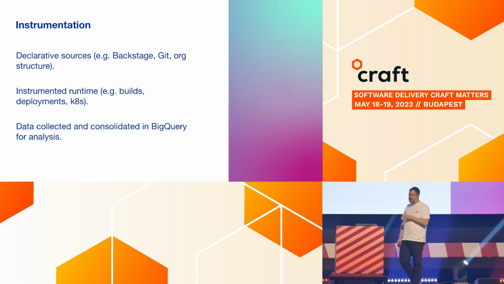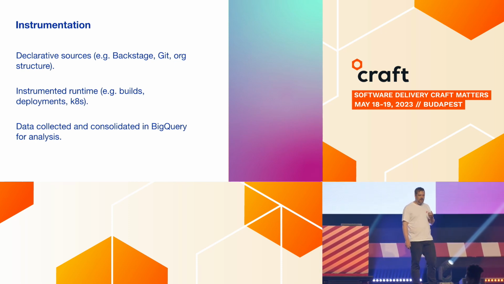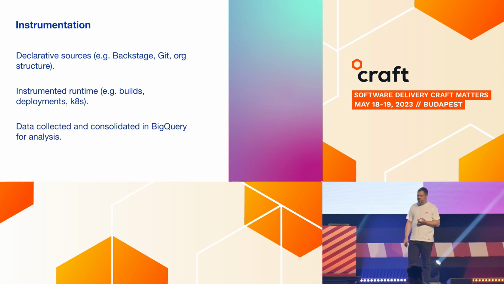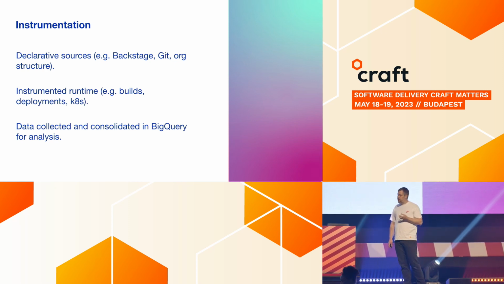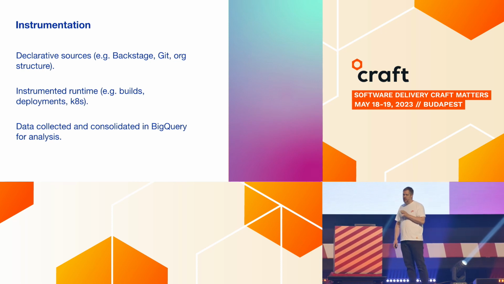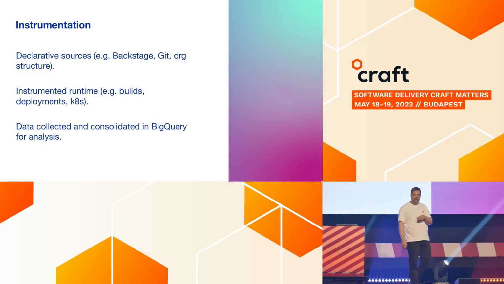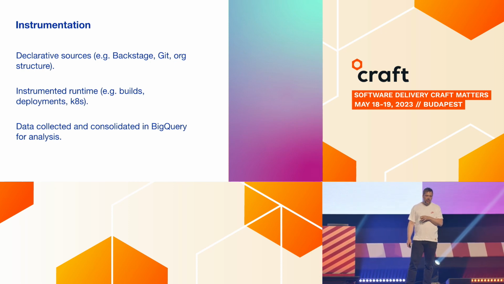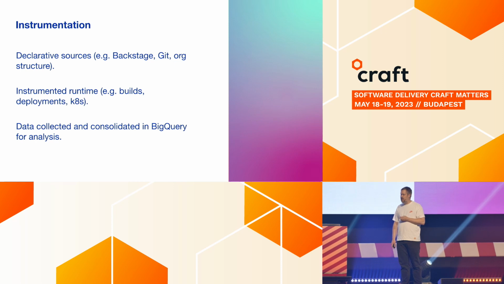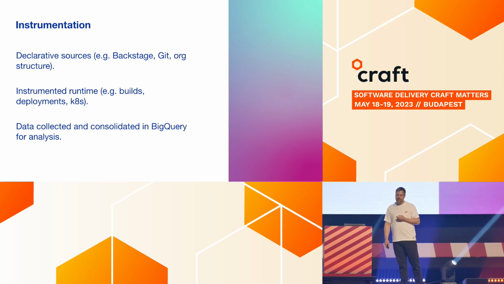We also have a lot of instrumentation in our runtime. So whenever a build runs in our CI environment, we collect a lot of information about that. Whenever we deploy something, all the pods that run in Kubernetes, we snapshot and dump into our data sets. And we do this across most or all of our infrastructure. All of this then gets collected, in our case, into BigQuery, which is this tool in Google Cloud that enables us to do ad hoc analysis.